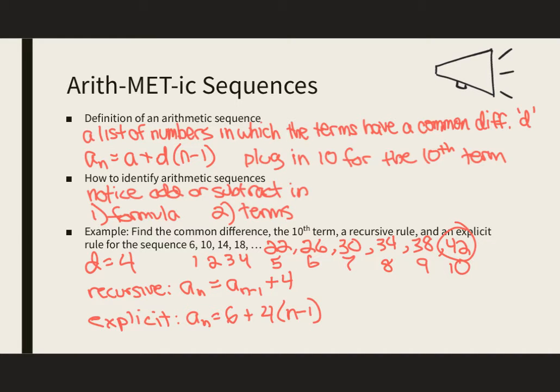Therefore, if we want to check our work for the 10th term, we could just use this formula. So let's do that, and we could say a sub 10 is equal to 6 plus 4 times 10 minus 1. Now 10 minus 1 is 9, times 4 is 36, so 6 plus 36 equals 42. Hey, our rule is correct. Excellent.